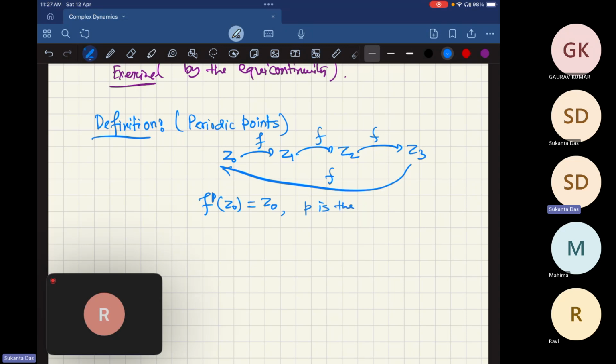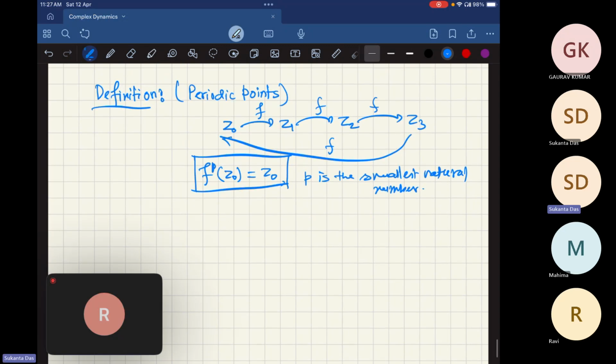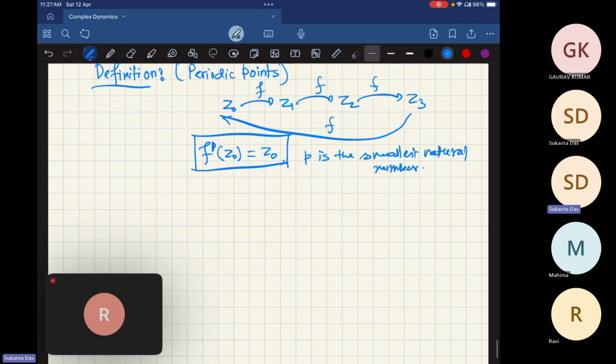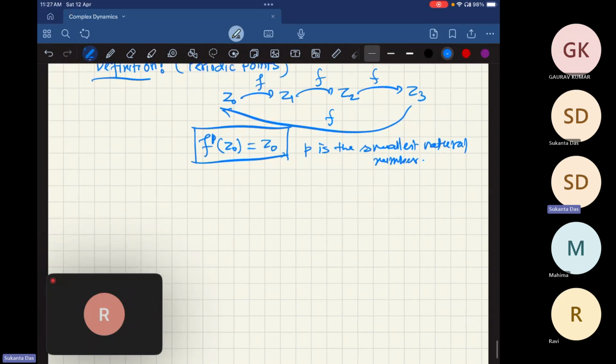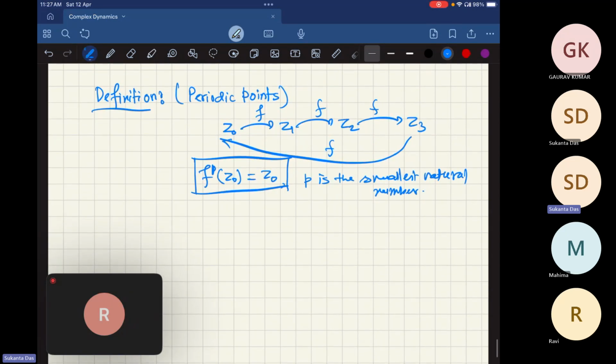P is the smallest natural number. So I'll take the smallest natural number for which this holds. Then I'll say my z naught is a periodic point. So in particular, if I take p to be 1, z naught becomes a fixed point. So now there are a few things.